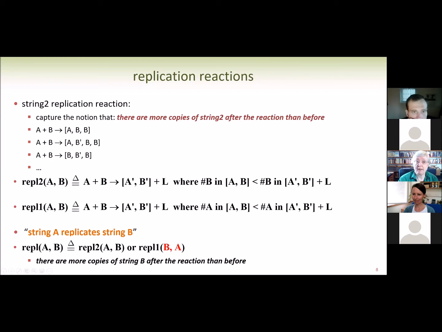So we define a replication reaction, A and B, to be that B is replicated as string 2, or B is replicated as string 1. And so that means that afterwards, whichever happens, a REPL 2 or a REPL 1, there are more Bs afterwards than before, and so A has replicated B.